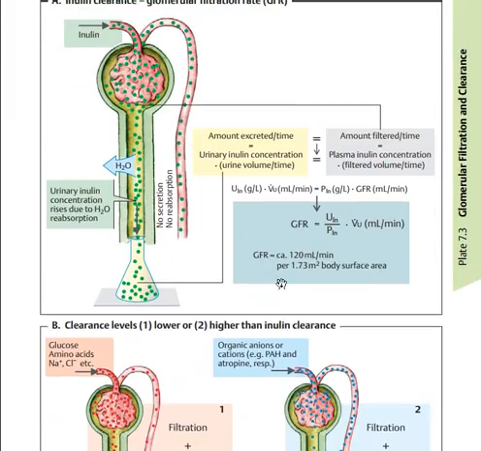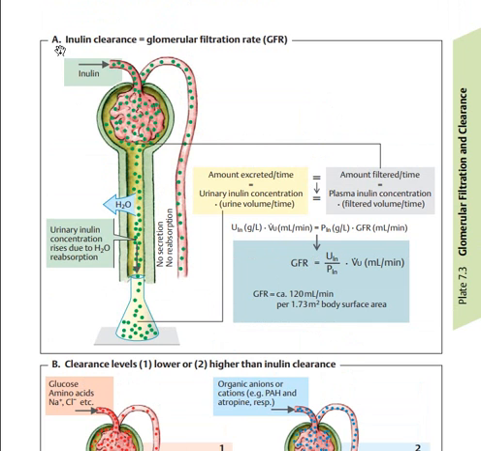So now this diagram is going to show us the inulin clearance. In this diagram, you see that inulin clearance equals glomerular filtration rate. But before we go into this formula, we need to know what's the definition of clearance and what's the definition of glomerular filtration rate. So let's first start with the definition of clearance.